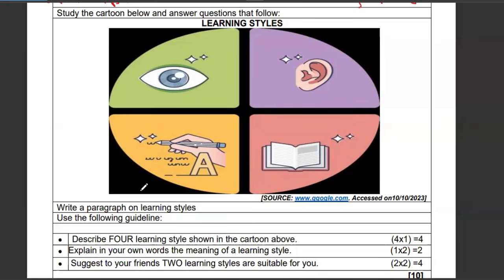So the first one, A, we do have a learner who learns by reading and writing. This is a type of learner who learns by reading and writing. These learners learn by writing things down.